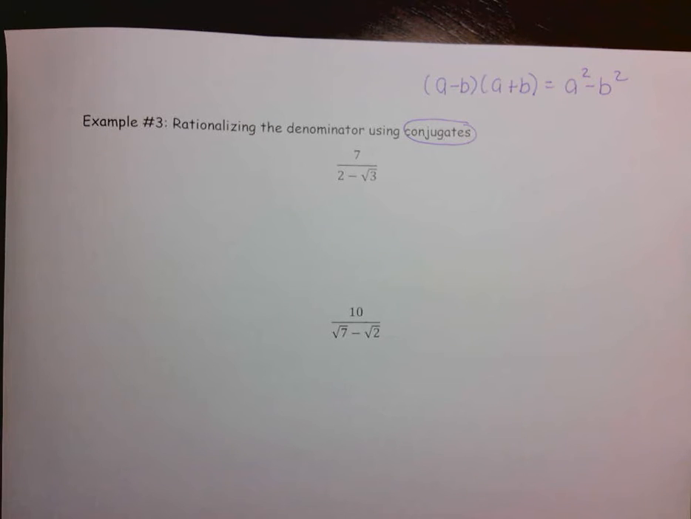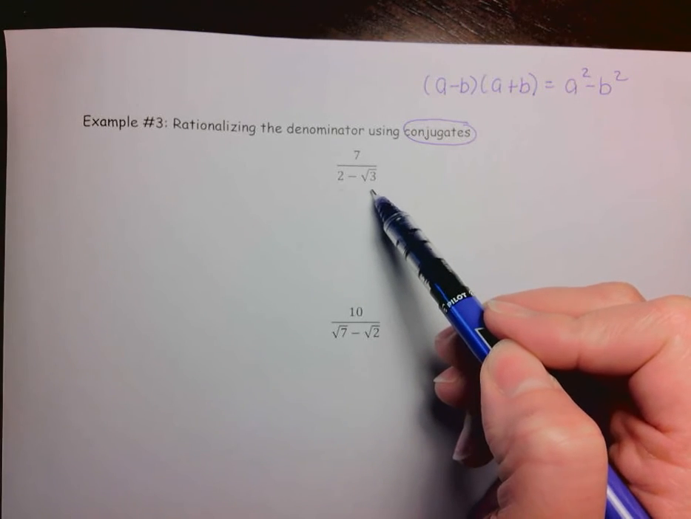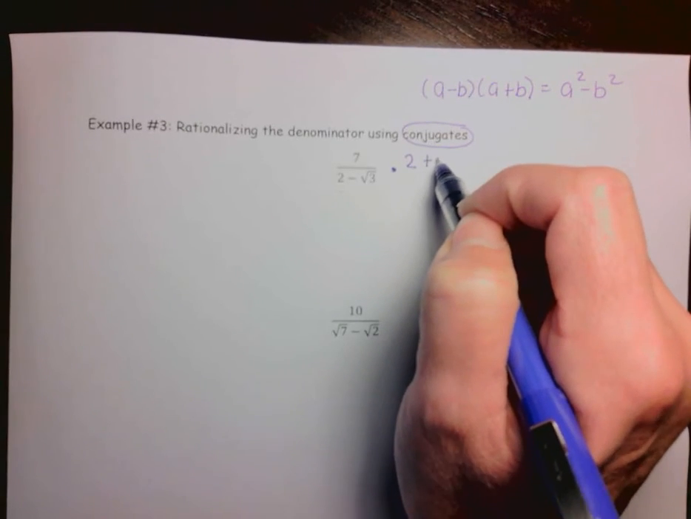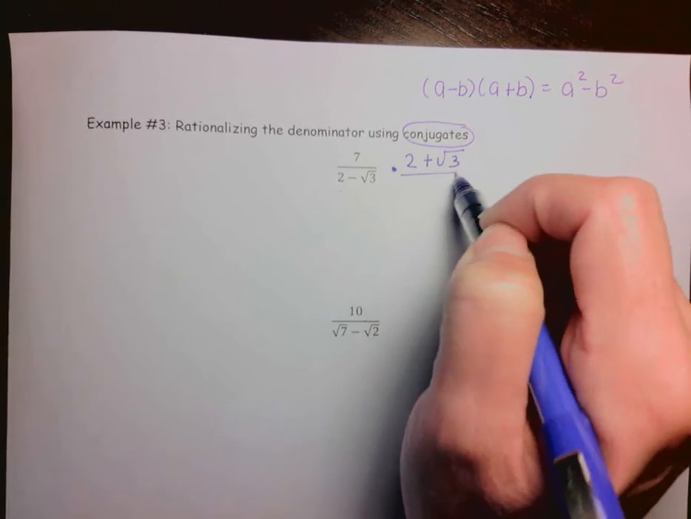But I am going to rationalize the denominator using conjugates. So remember what rationalizing the denominator means. It means removing any radicals from the denominator. We do not want radicals in the denominator. So we talked about how to do this in the last lesson, but what do I do in a situation like this? Well, I want to multiply the top and the bottom by the conjugate of the bottom.